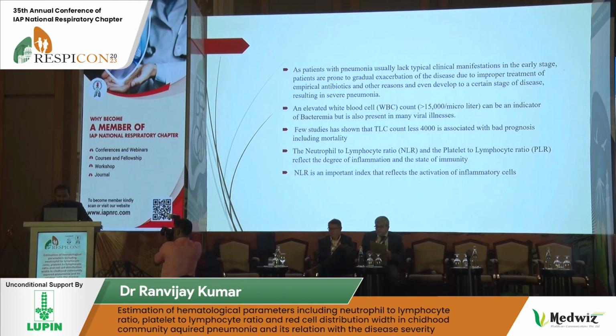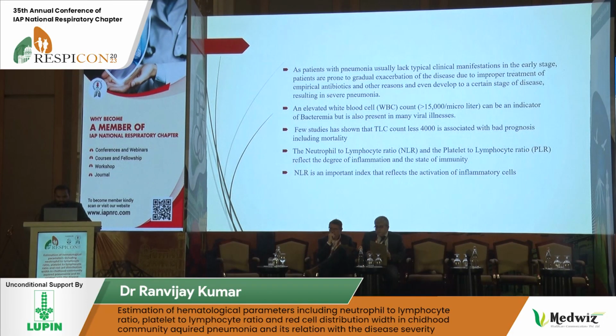As patients with pneumonia usually lack typical clinical manifestation in early stage, patients are prone to gradual exacerbation of disease due to improper treatment with empirical antibiotics and other reasons, that even lead to a certain stage of disease that results in severe pneumonia. An elevated TLC count can be an indicator of bacteremia, but is also present in many viral illnesses. Few studies show that TLC count less than 4,000 is associated with bad prognosis, including mortality.